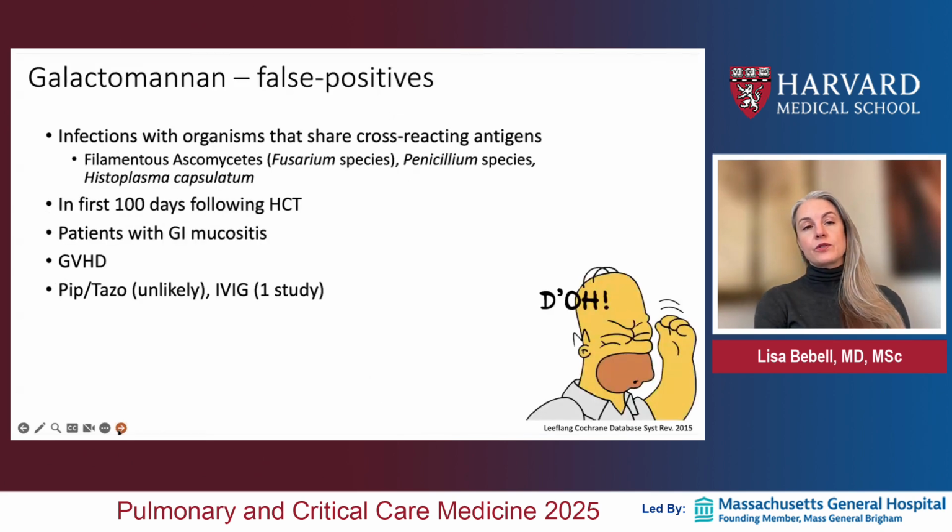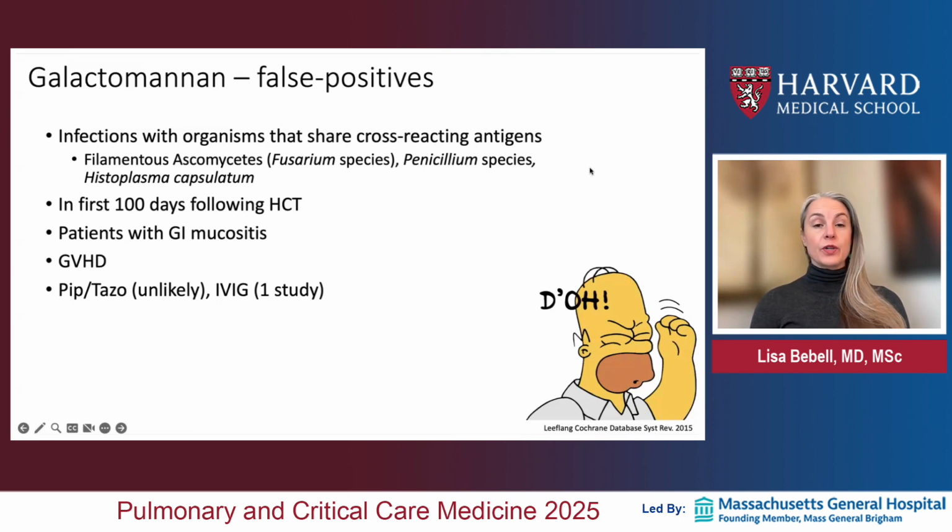False positives also do occur with galactomannan. They're less common than with 1,3-beta-D-glucan. And the most common reasons for false positives are infections with organisms that share cross-reacting antigens. So Penicillium, Fusarium, and Histoplasma are the classics.